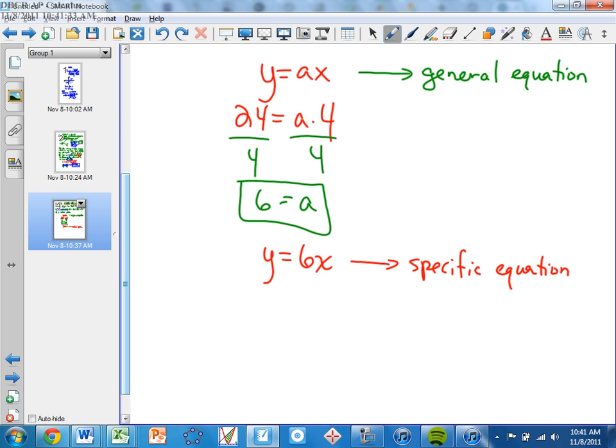All right? Now, what does the last line of the problem say, guys? Find the value of x when y is 18. Okay. Look back at your general equation, everybody. Look up here for a sec. So X.